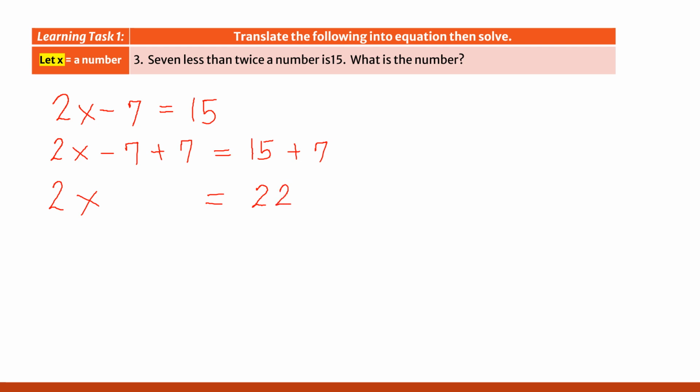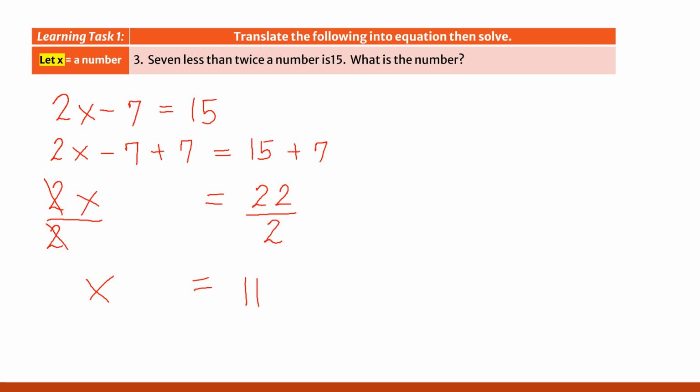Now, ano ngayon ang numerical coefficient of x? So that is 2. To remove this numerical coefficient 2, apply division property of equality. So i-divide natin siya by 2, then yung kabilang side by 2. Okay? Now, cancel ang numerical coefficient of x. Ang matitira, x alone. Then 22 divided by 2, the answer is 11.